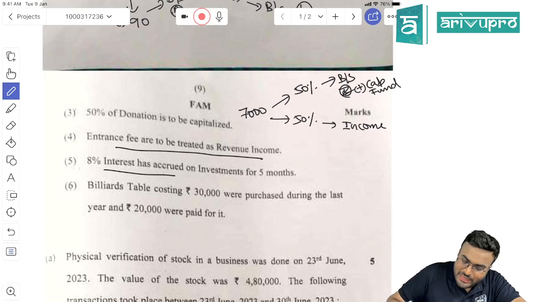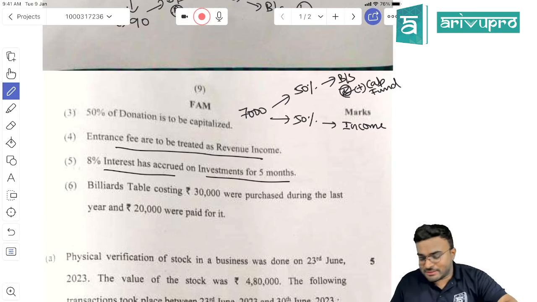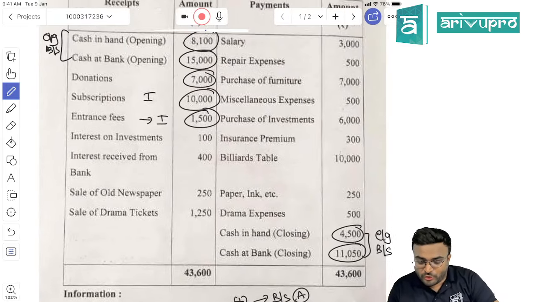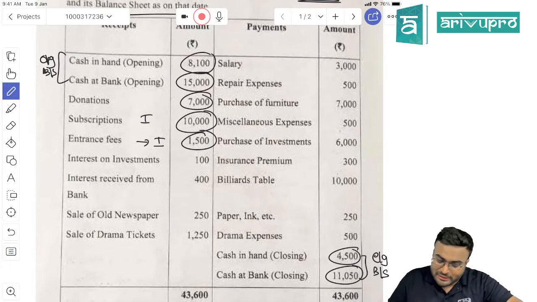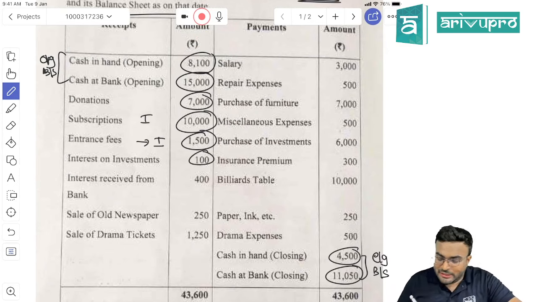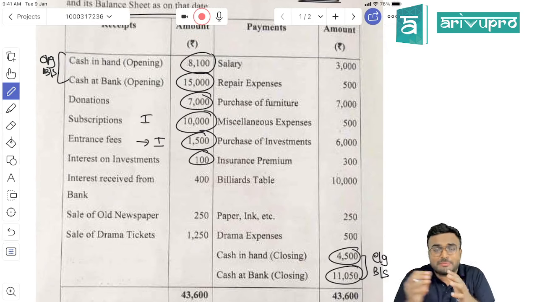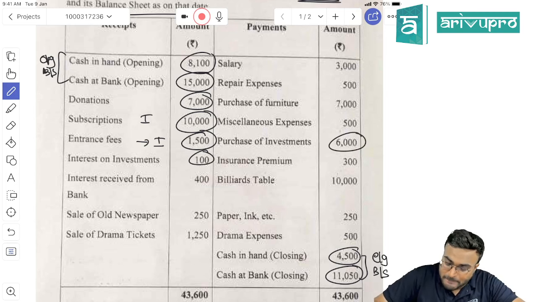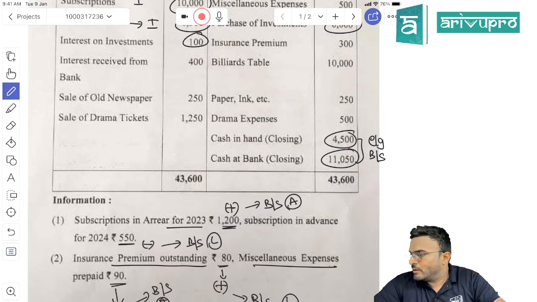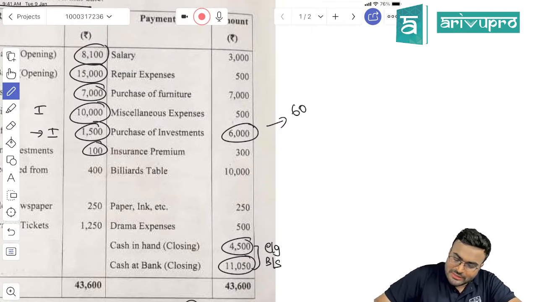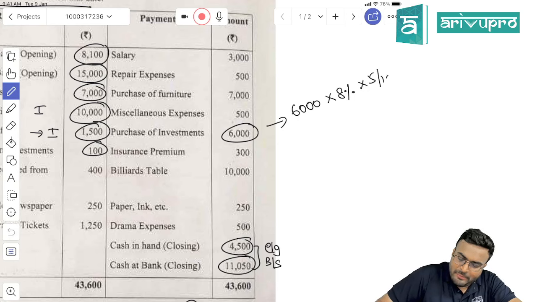8% interest has accrued on investment for 5 months. So what are we going to do? Find whether interest on investment is there. Yes, interest on investment is there, 100 rupees. Have they given you anywhere that investment is purchased during the year? Yes, purchase of investment. Now, what is the investment value? 6,000. 6,000 into 8% into 5 divided by 12.